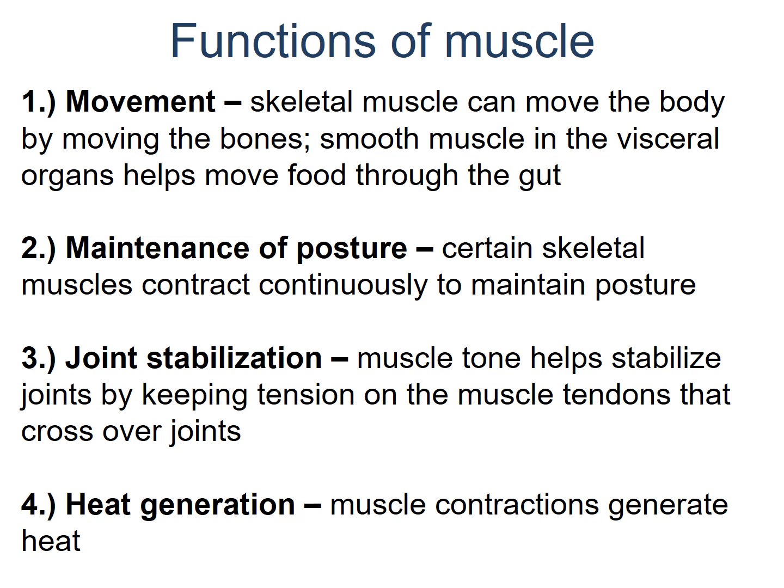We also have joint stabilization. Muscle tone helps stabilize joints by keeping tension on muscle tendons that cross over joints. We see this a lot in the knees, for example. You have tendons that cross over those joints, and when the muscles contract, it puts tension on those tendons, which provides stability to those joints. And then we've got heat generation. Muscles can contract repeatedly. We call that shivering, and when you shiver, you are generating heat. So those are 4 basic functions of muscles in the muscular system.